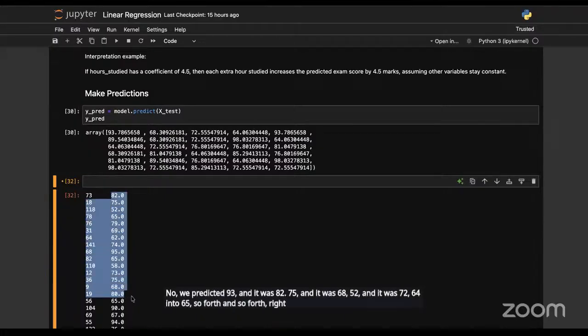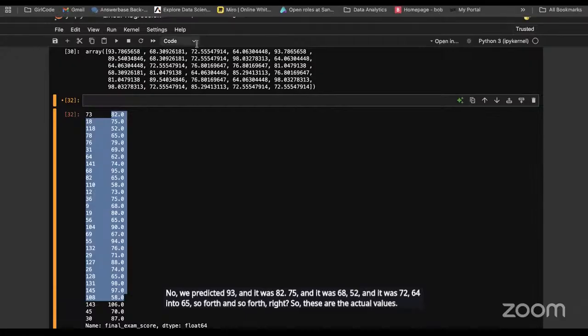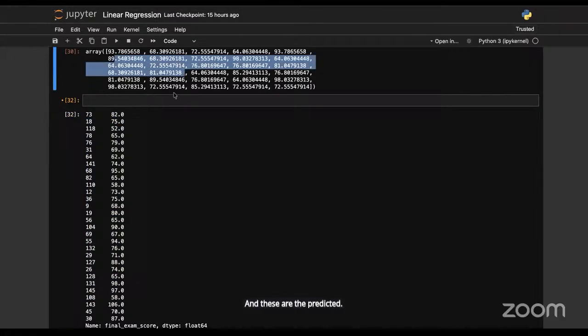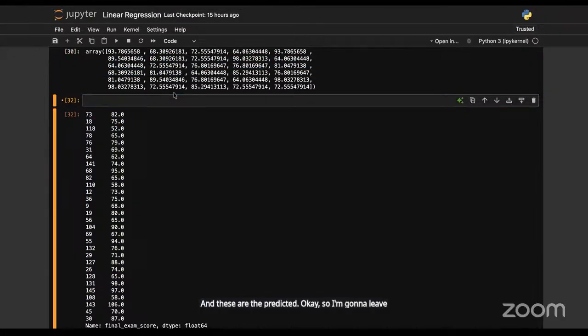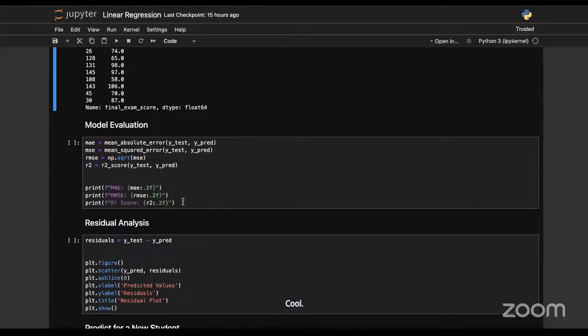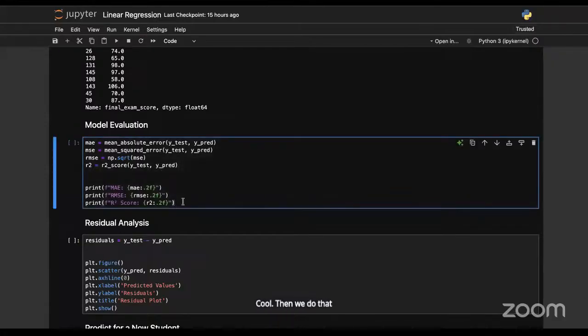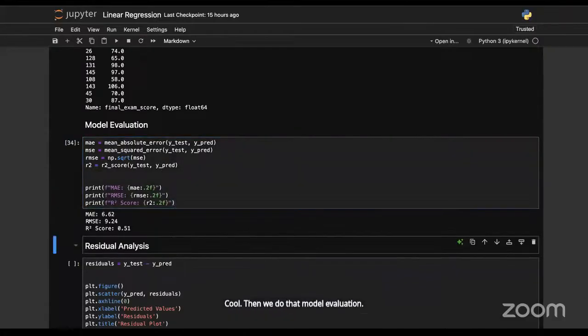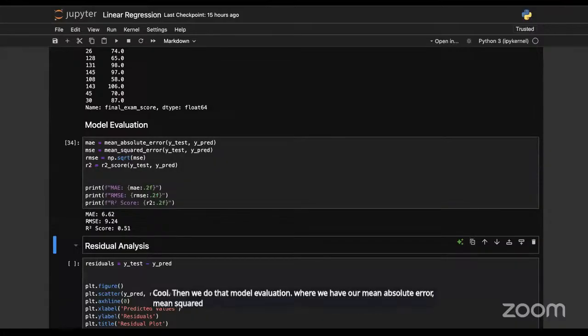So these are the actual values, and these are the predicted. Okay, so I'm going to leave that as Y test. Cool. Then we do that model evaluation where we have our mean absolute error, mean squared error, root mean squared error, and our R squared score.